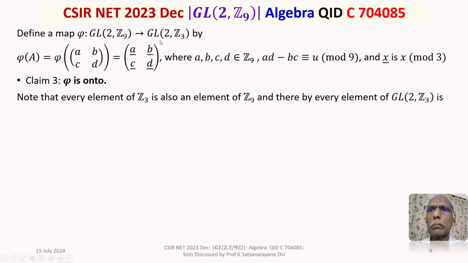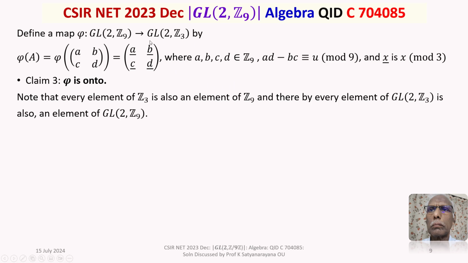Thereby, every matrix of GL2Z3 is also an element of GL2Z9. Right. So you take any matrix in GL2Z3, the same matrix will be there in GL2Z9.